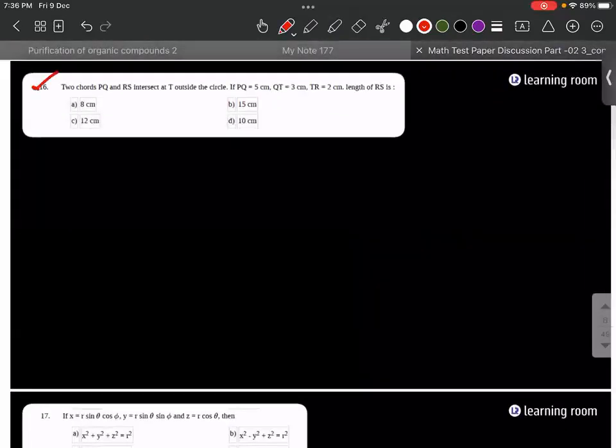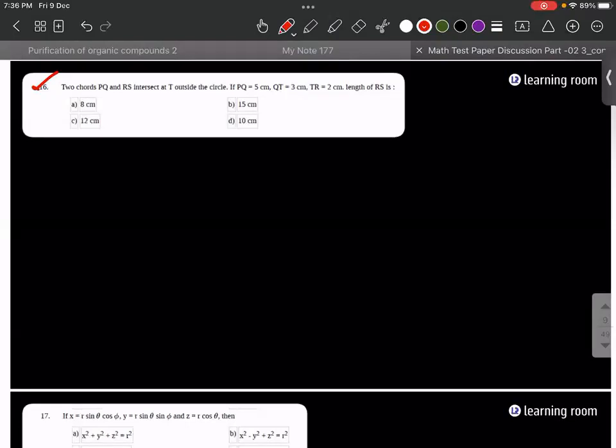10th one. Two chords PQ and RS intersect at T outside the circle. If PQ is equal to 5 centimeter and QT is 3 centimeter, TR is 2 centimeter. Then find the value of RS. So I guess it should be TR only. We're going to find RS.